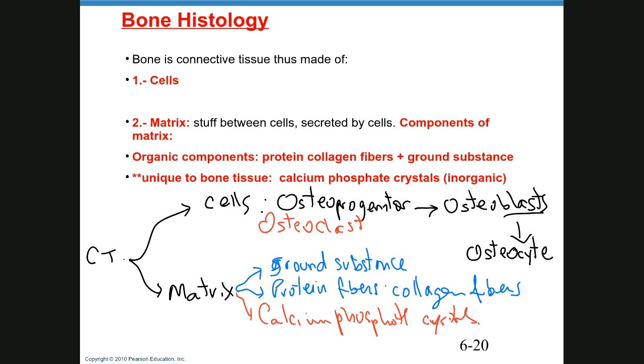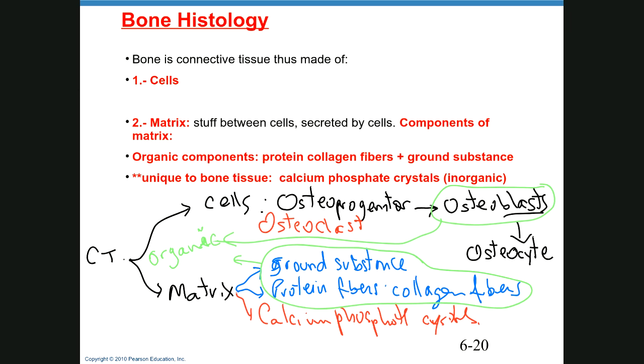All right, now the two components are different in that the ground substance and the protein fibers are organic. They're made of proteins and carbohydrates. Organic substances can only be made by cells. So osteoblasts are in charge of secreting and making these organic components of the matrix. They're secreting and making the ground substance and the protein fibers. Osteocytes maintain, once it's made, they maintain this organic component of the bone matrix. The organic component of the bone matrix is called the osteoid.